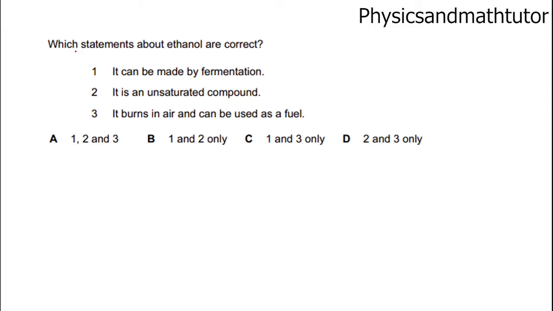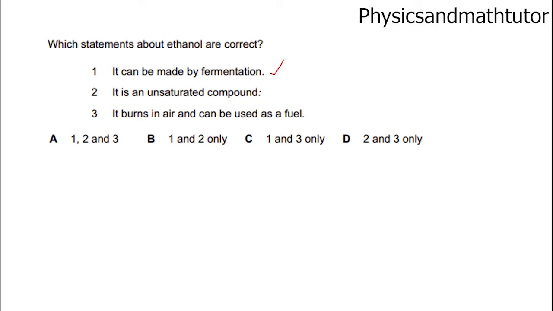Next, we have this question. Which statements about ethanol are correct? 1. It can be made by fermentation. 2. It is an unsaturated compound. And 3. It burns in air and can be used as a fuel. Now look at this. 1. Can ethanol be made by fermentation? Yes, it can be made by adding a sugar, so this one is correct.